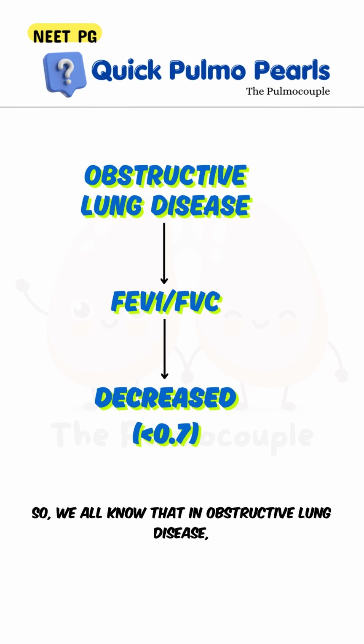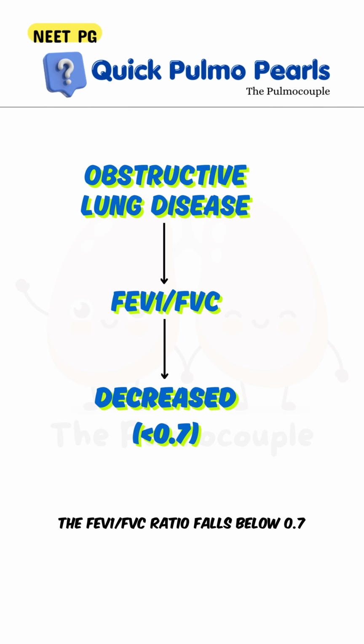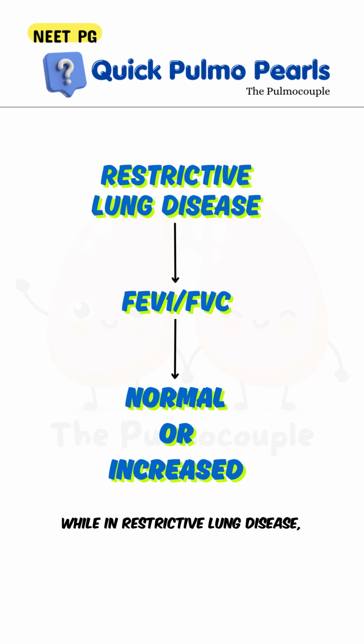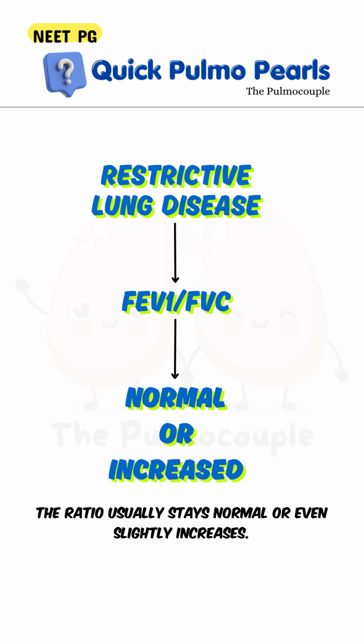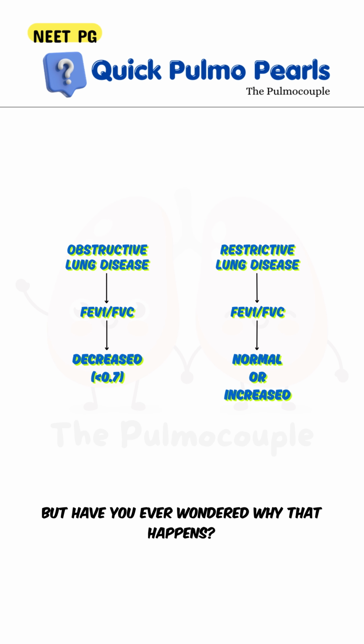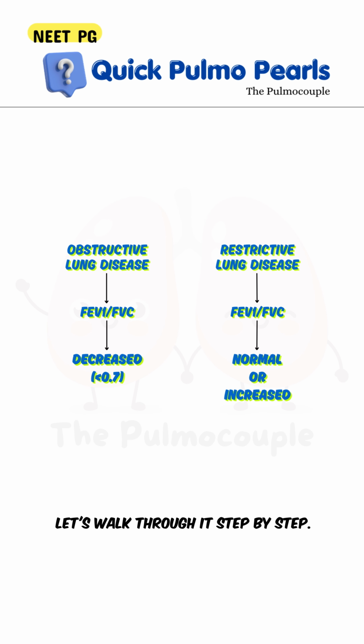So we all know that in obstructive lung disease, the FEV1/FVC ratio falls below 0.7, while in restrictive lung disease, the ratio usually stays normal or even slightly increases. But have you ever wondered why that happens? Let's walk through it step by step.